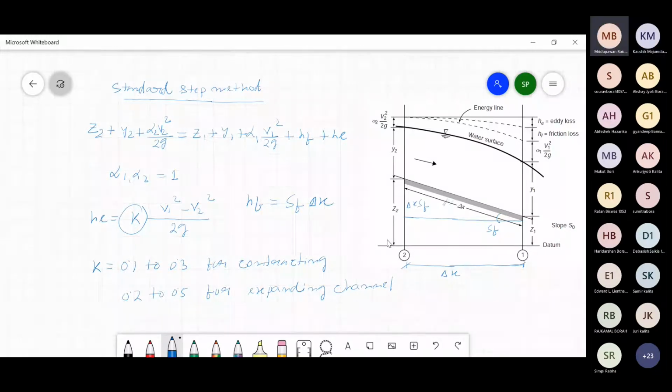Yes, this is not considered as delta X. This is wrong here. This is not considered. The inclined one is not your delta X. This is your delta X horizontally. Okay.